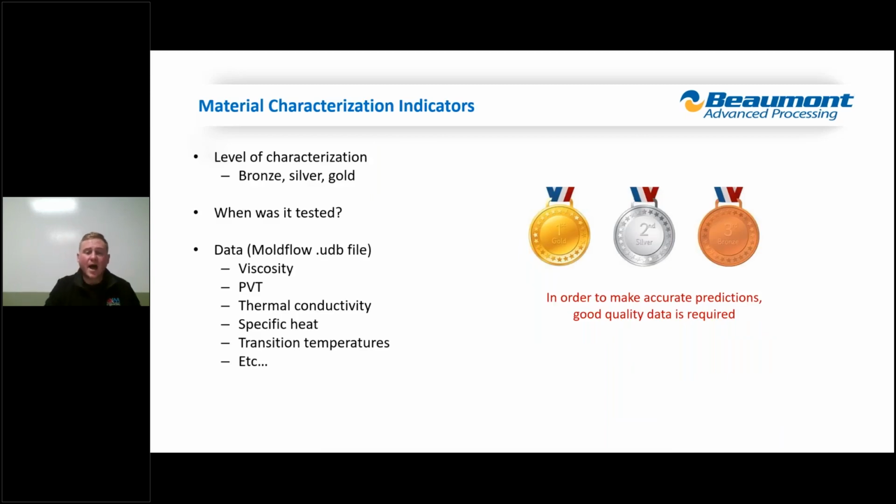And with that being said, I'm going to pass it over to Jen Schmidt, who's going to go a little bit more into the material indicators, and then she's going to go into some case studies on how this all affects simulation downstream.